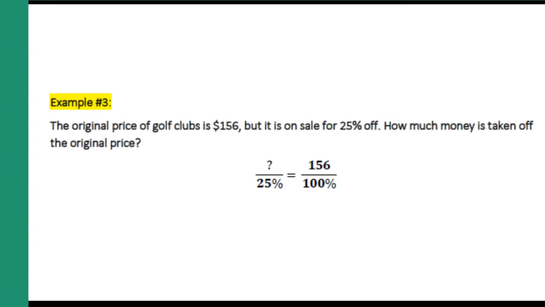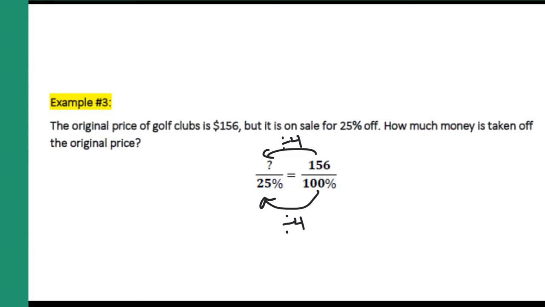Example 3 was exactly like the one on your test as well, and I went over this problem in the video yesterday. The original price of golf clubs is $156, but it is on sale for 25% off. How much money is taken off the original price? All you had to do was find that 25%. How do you go from 100% down to 25? Dividing by 4. So you would do the same thing to 156 by dividing by 4.